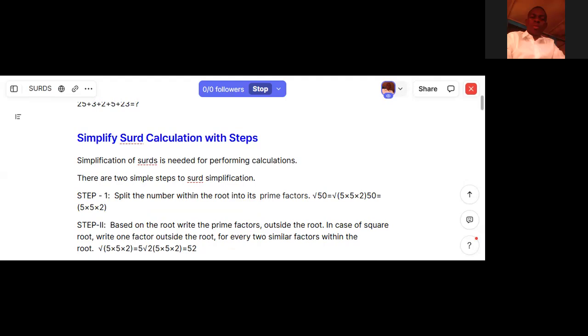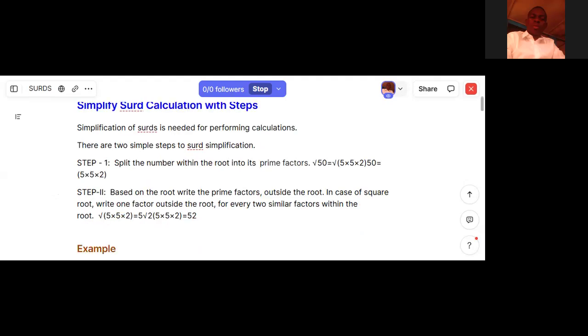Now, other operations in surds, we have simplification of surds. You've seen addition and subtraction. You can simplify surds by adding and subtracting like terms, like surds. For like surds, we can multiply and divide or do divisions on surd expressions. Then we also have expressing surds in a simple form. That's simplification of surds. So for instance, you have on the screen root 50.